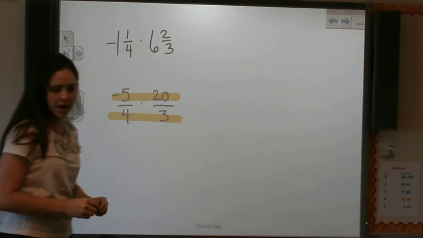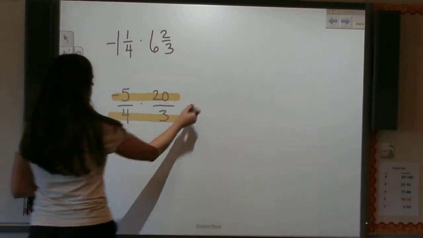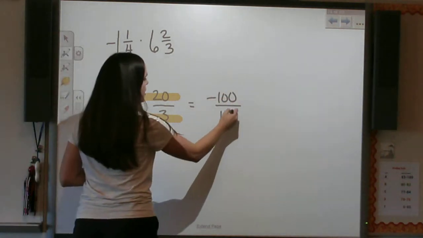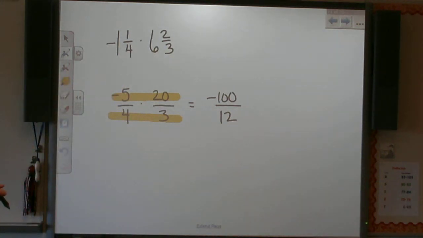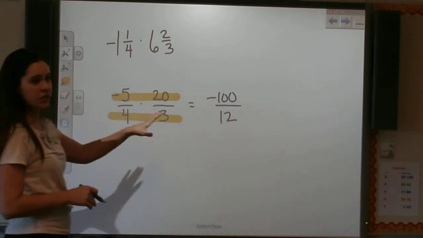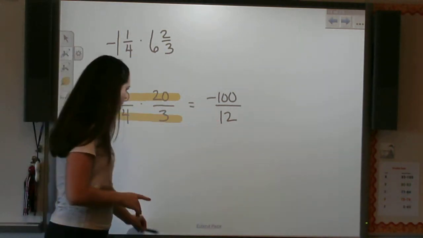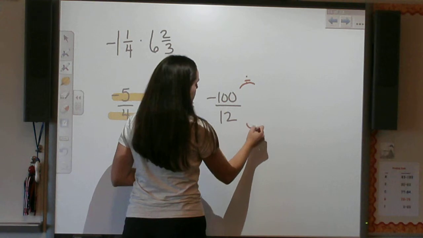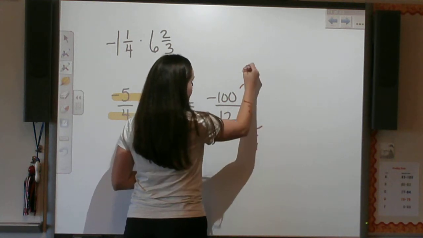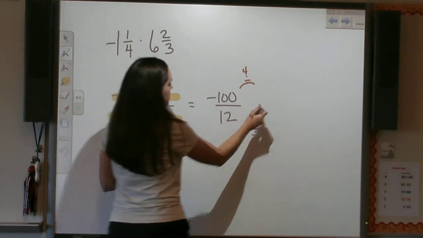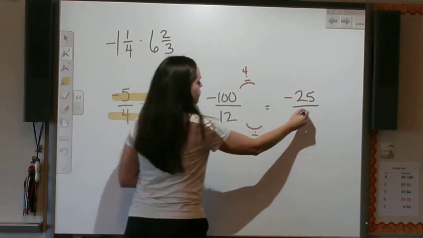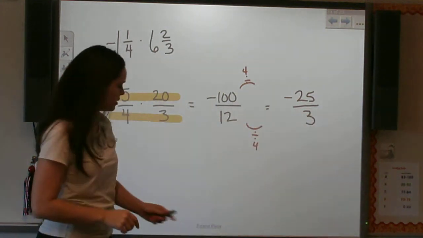Now we want to multiply our numerators and our denominators. Negative 5 times 20 is negative 100, and 4 times 3 is 12. Again, this looks like something that can be reduced, and I am going to reduce this first, before I change it into a mixed fraction. I'm just going to pick 4 and divide both the numerator and the denominator by 4. This gives me negative 25 over 3.